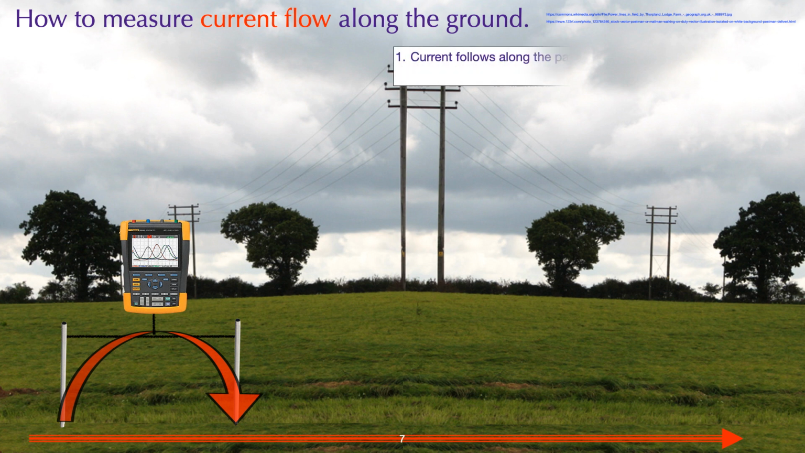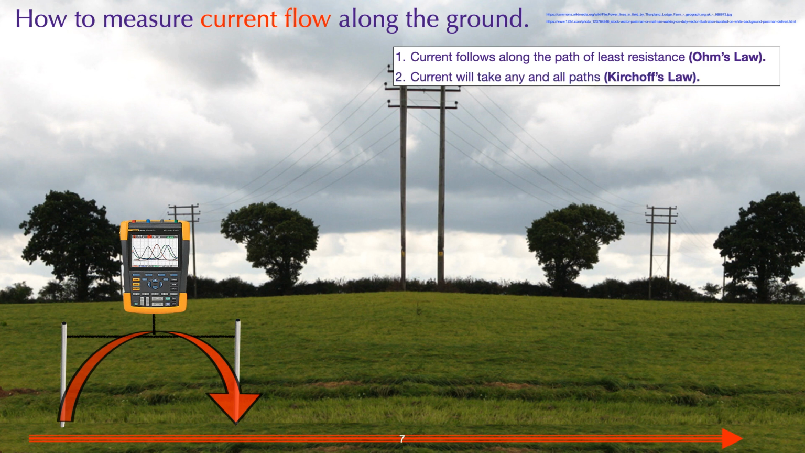2 laws are important. Ohm's law states that a current flows along the path of least resistance, and Kirchhoff's law states that a current will take any and all paths.